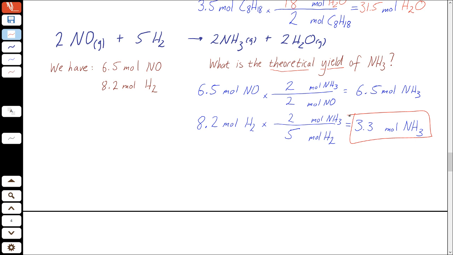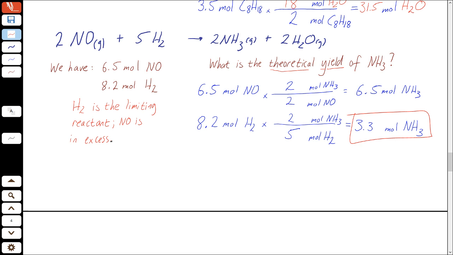So we would say in this case that hydrogen is the limiting reactant and NO is in excess. There's extra.